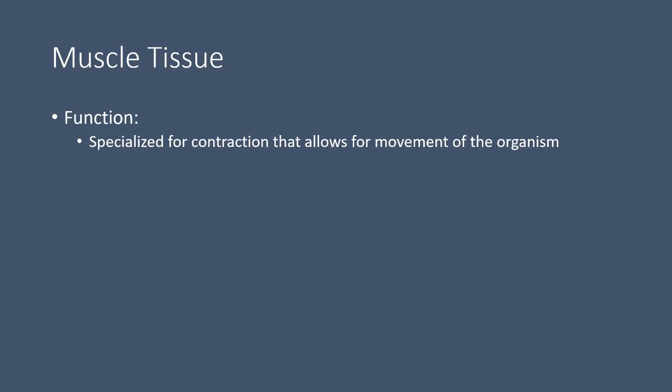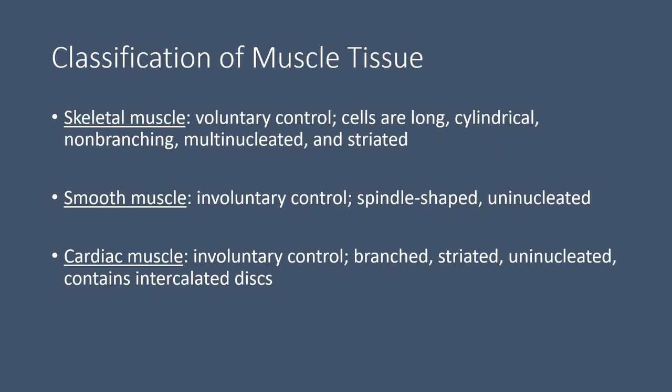And then muscle tissue. So you have your epithelial, your connective, your nerve, and then now the last of the four types is the muscle tissue. Muscle tissue is specialized in that it allows for contraction, and so therefore this allows for movement of the organism. There's three different types of muscle tissue. There's skeletal muscle, smooth muscle, and cardiac muscle. Skeletal muscle is under voluntary control. Smooth and cardiac are involuntary.